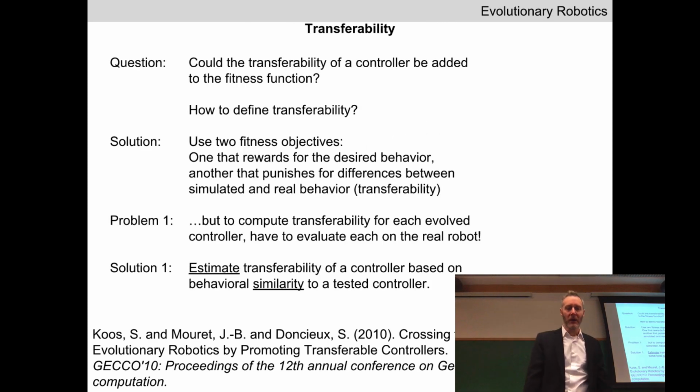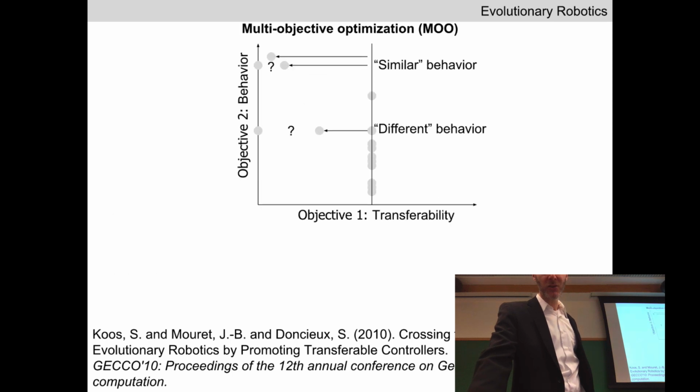Okay, so our solution here is we're going to try and estimate transferability of a controller based on its behavioral similarity to a tested controller, one we've already sent across. So that's great, right? We're going to try and measure similarity and say, that one transferred poorly, so let's go find a different one. Good solution, but yet again raises another problem. What do we mean by similar and different?